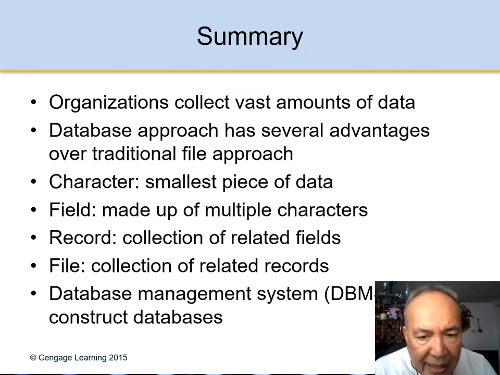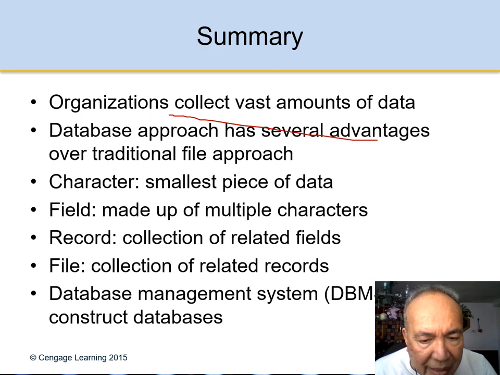Okay. Summary. So what did we talk about? About databases and data, about putting data or putting information in the computer. That's what we're talking about here. So we collect vast amounts of data. Now we have two ways to do that, traditional by paper and pencil, or we put it in a computer. A character is the smallest piece of data, like ABC. A field is a multiple of characters. A record is a collection of related fields. And then you have a file.